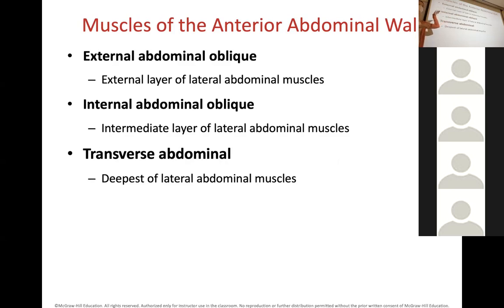These are basically three layers of abdominals on the front side of a person's body. You have the external, internal, and transverse. That goes from superficial to mid-level to deep. The obliques, so external abdominal oblique, just means they're on the side, basically, of the abdominal cavity. So lateral abdominal muscles.